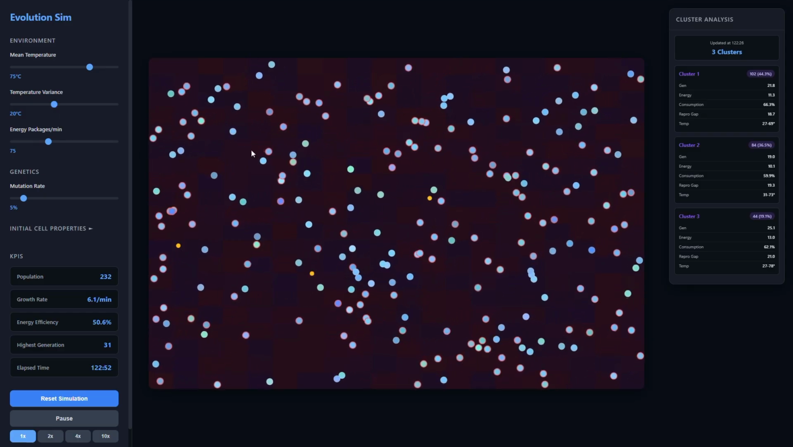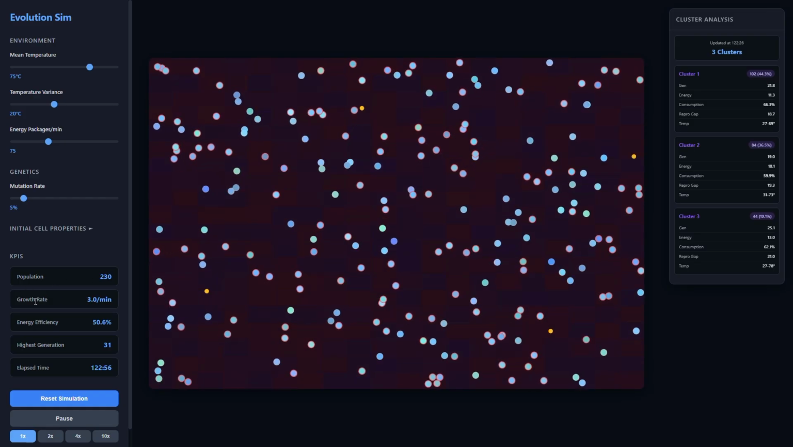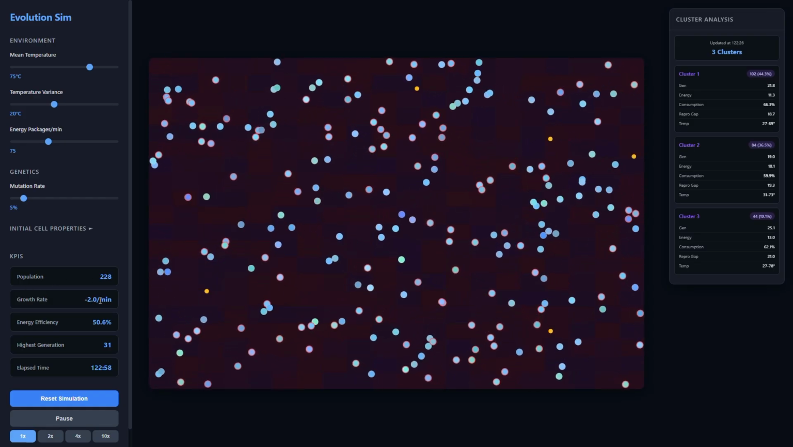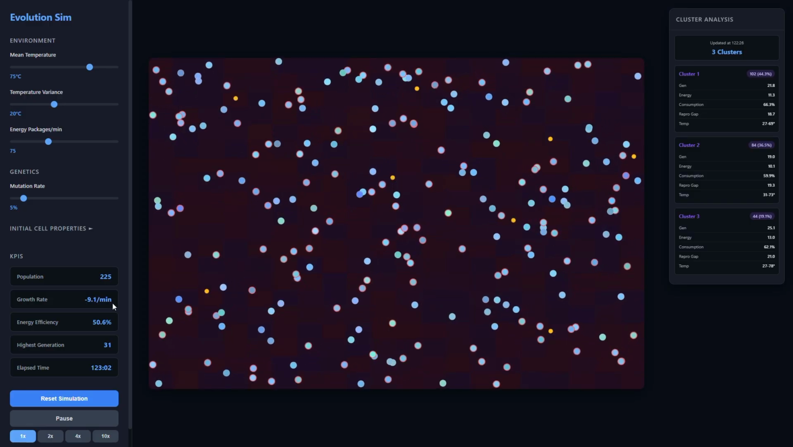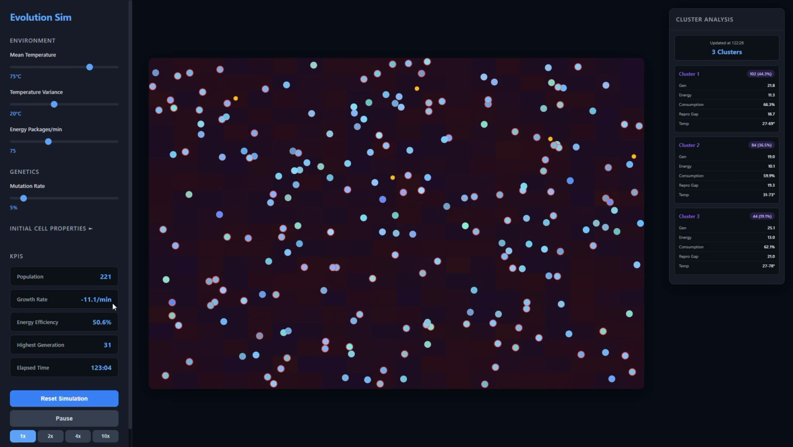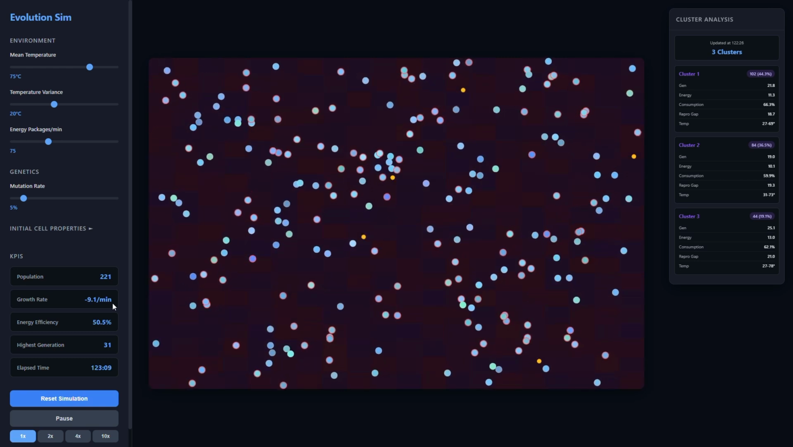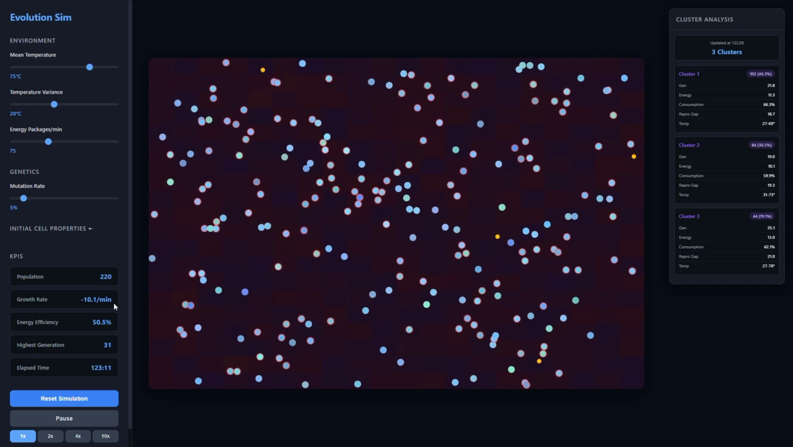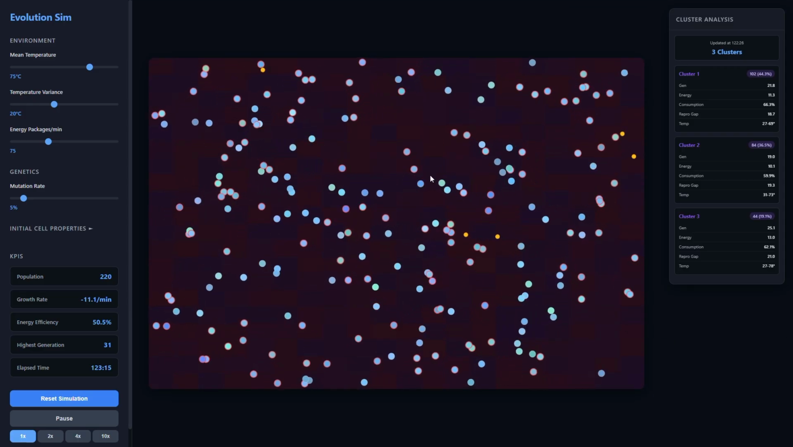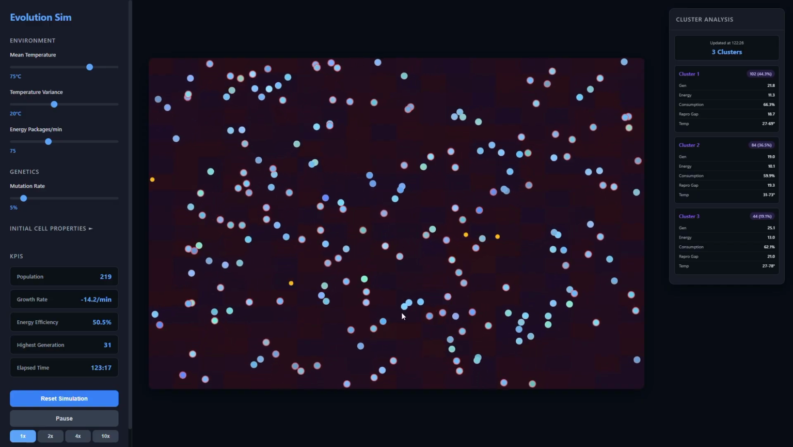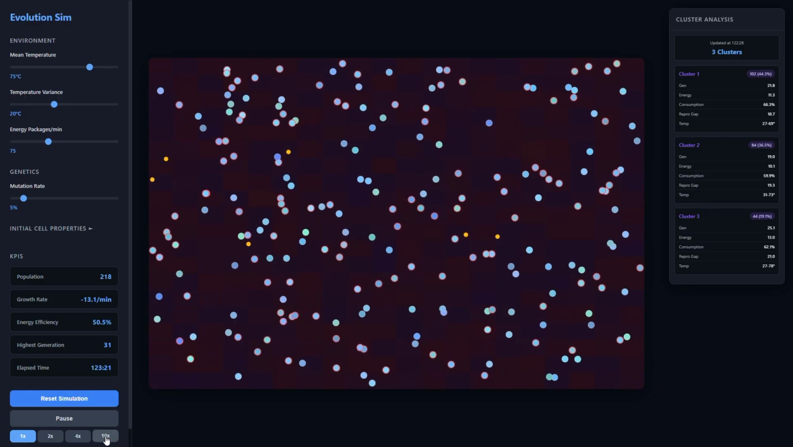What we are supposed to observe is an immediate drop in the population. Our growth rate will drop into a negative value, as you can observe right now, because that's the main driver in evolution: catastrophic events that lead to extinctions, and only the fittest will survive. You can also observe that the colors of our cells differ more and more, and I think we will fast forward it and give it another hour.